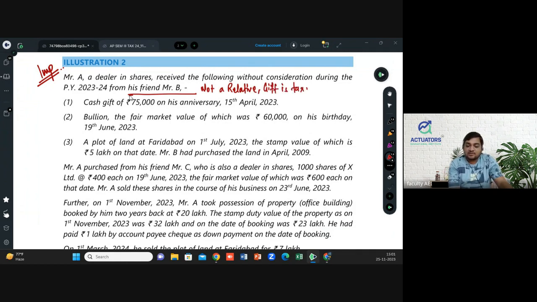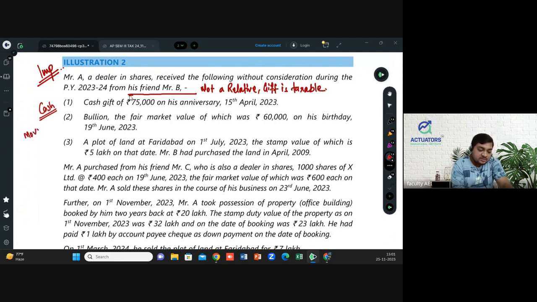Gift is taxable, provided it is exceeding the monetary limit, right? So cash gift I have received of 75,000 on his anniversary. Marriage is covered, not anniversary. So I will aggregate all the cash gifts. And if the aggregate of cash gifts received is exceeding 50,000, then the entire amount is taxable. So this is cash gift. Then bullion. This is movable property.